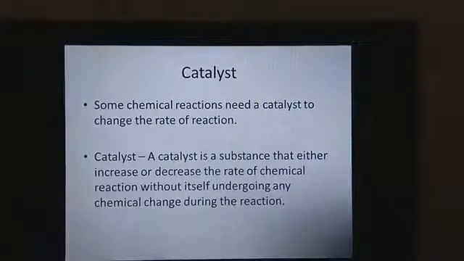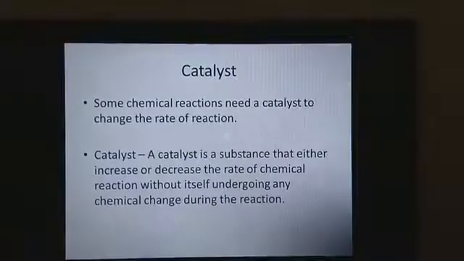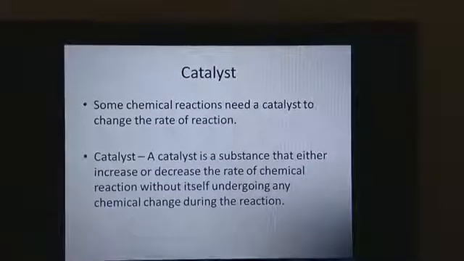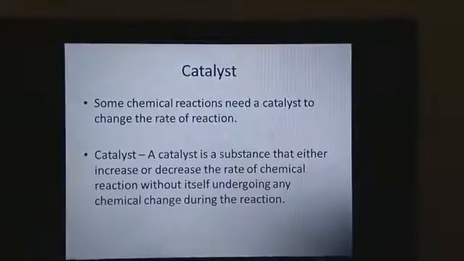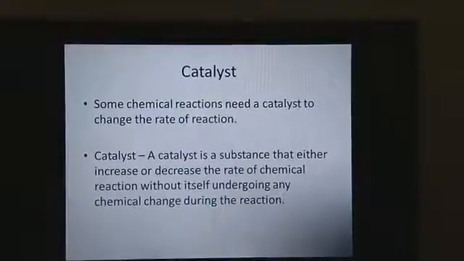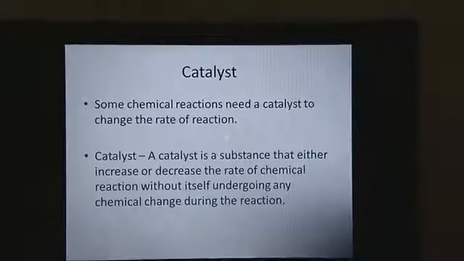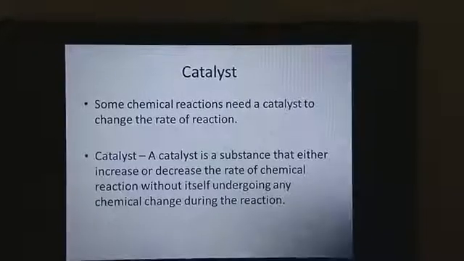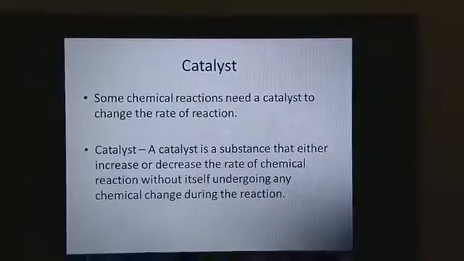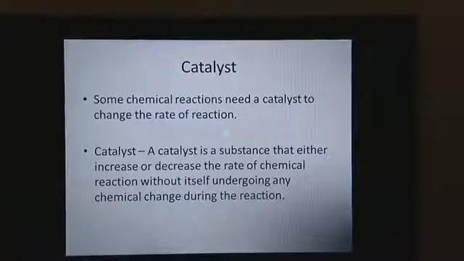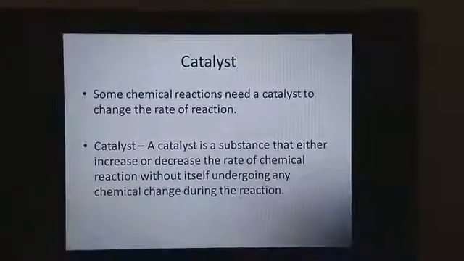And apart from these chemical substances, enzymes also act as catalysts in biochemical reactions. Means enzymes are also useful. They also act as catalysts during the digestion of food. This is all about the conditions necessary for chemical reaction.